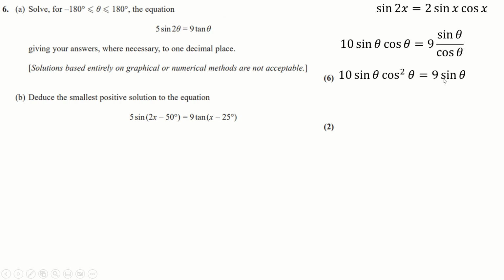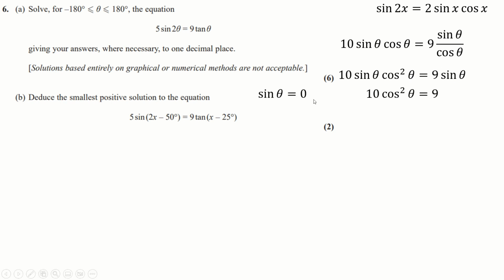And then we can cancel out these sine thetas. The only thing to be careful of is if sine theta is 0, then you're going to divide by 0, and that's a problem. Except, if sine theta was 0, we just have 10 times 0 times cos squared equals 9 times 0, which totally checks out because you just end up with 0 equals 0. So sine theta equals 0 is a solution here.